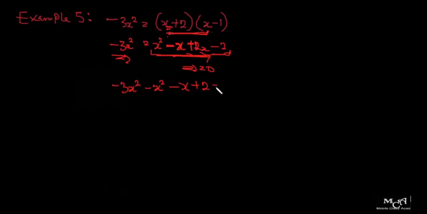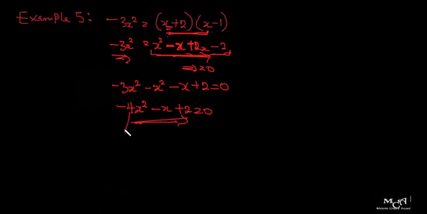Everything equals what? 0. Now we have minus 3x squared minus x squared. That's minus 4x squared minus x plus 2 equals 0. So this is our quadratic expression. We know what to do, right?